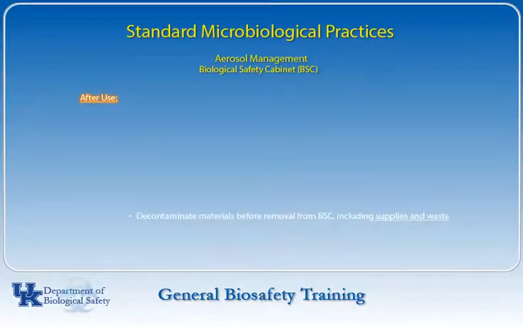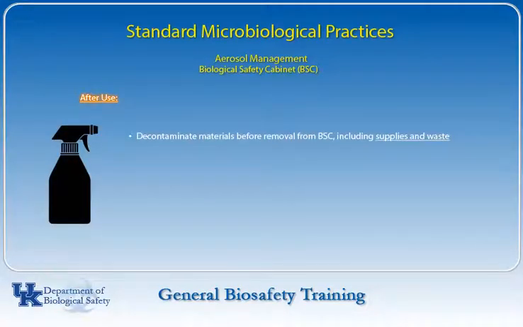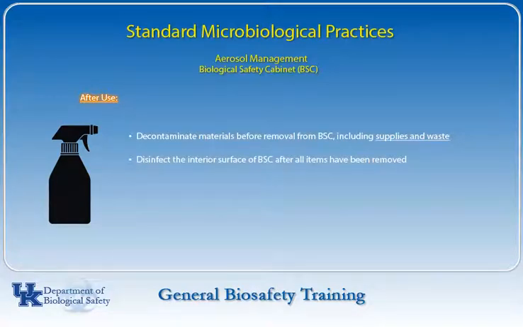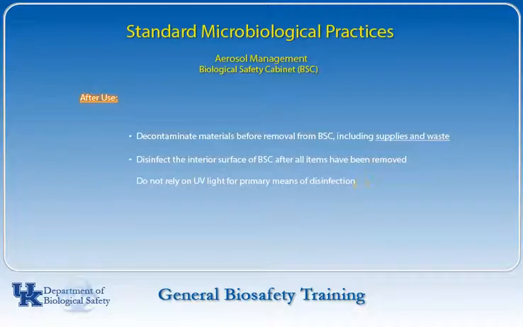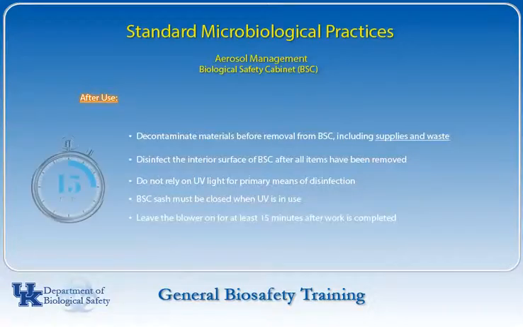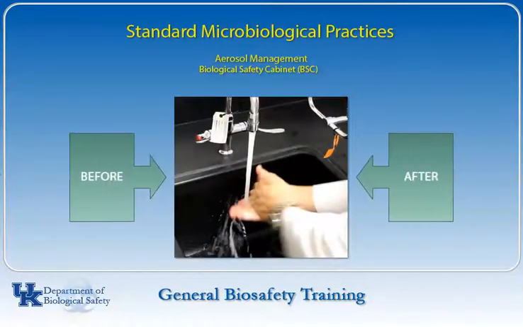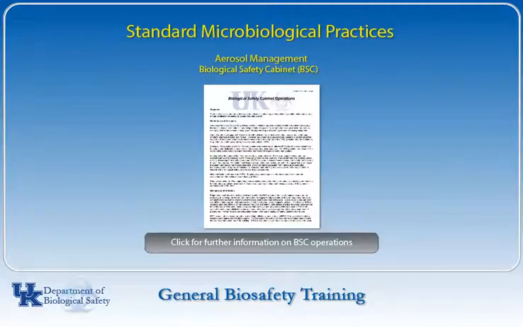After work, surface decontaminate the exterior of all materials prior to removal from the cabinet. This includes your supplies and the generated waste. Wipe the interior surface of the cabinet with an approved disinfectant after all items have been removed from the cabinet. Do not rely on UV light as a means of decontamination, and be sure the BSC sash is closed when UV is in use. Allow the blower to remain on 15 minutes after work has concluded. Good practices during use of a BSC include washing hands before and after use. Further information about BSC operations can be located on our website.